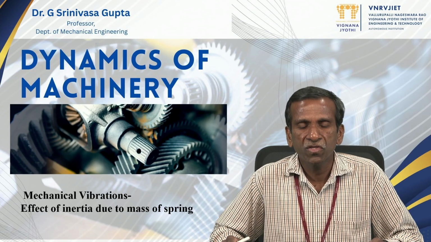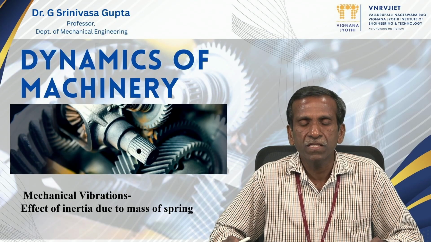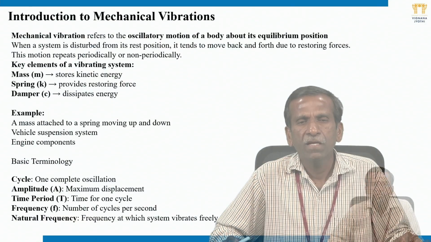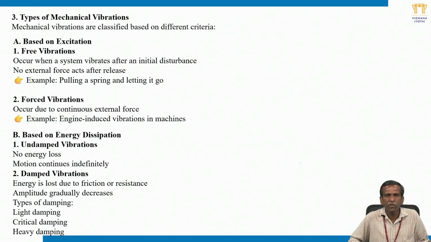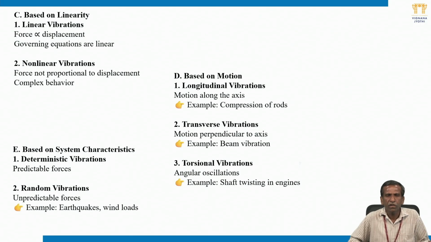As a part of the Dynamics of Machinery course, we are discussing mechanical vibrations, various types, applications. Now today we are going to see the effect of inertia due to the mass of the spring in free undamped vibrations. We have seen so far what vibrations are and the model of vibration: spring and mass, the object must have some elastic property and mass. We have seen the various terminology involved, and how vibrations are classified depending on various criteria.